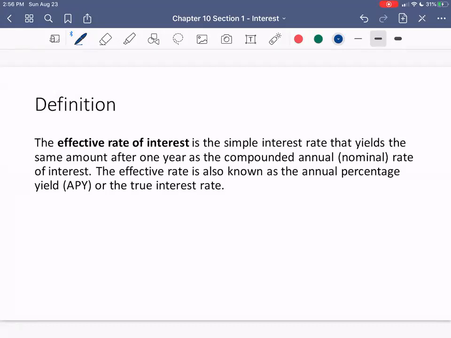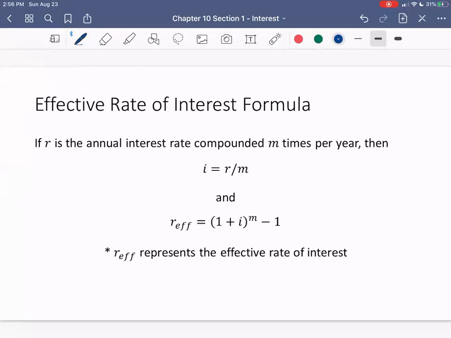So let's go ahead. I'm going to give you the formula, and then we're going to do an example. A lot of formulas right now. So the formula: if R is the annual interest rate compounded M times per year, then the interest I equals R over M, and the effective rate of interest equals 1 plus I raised to the M power minus 1. And I put down here, even though I just said it, make sure R subscript EFF represents the effective rate of interest. Okay, so that's what we're going to say. We're not going to say the ref.